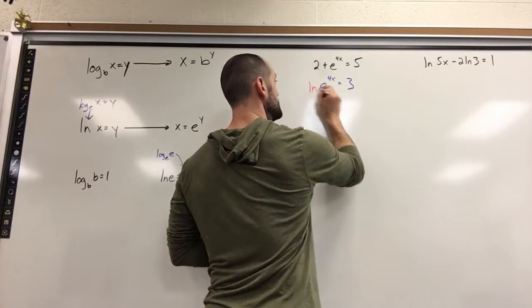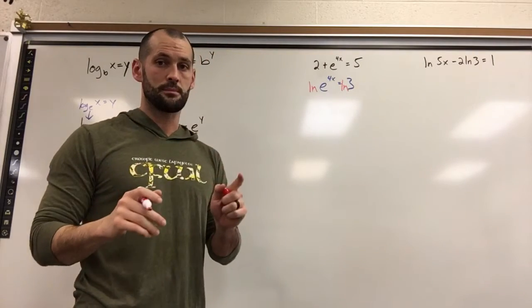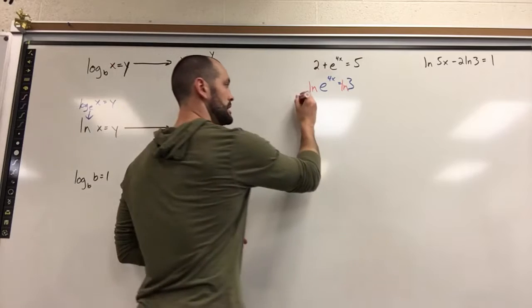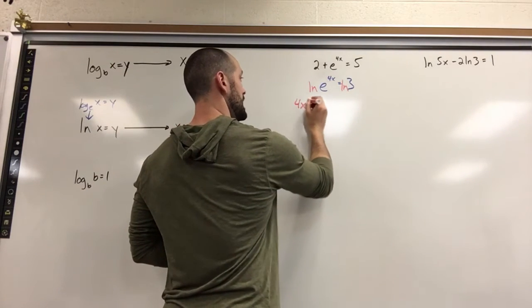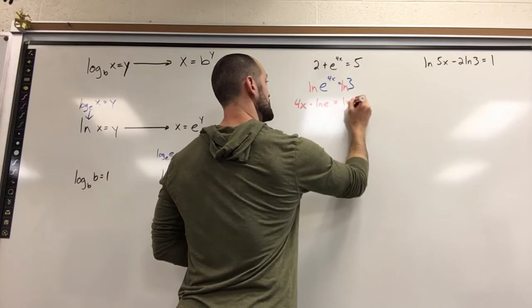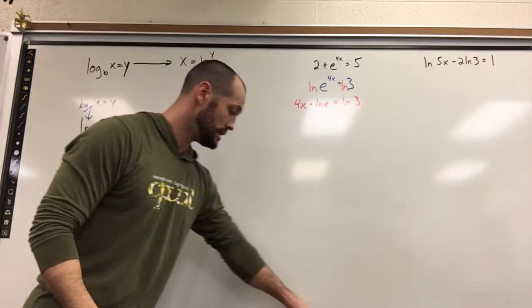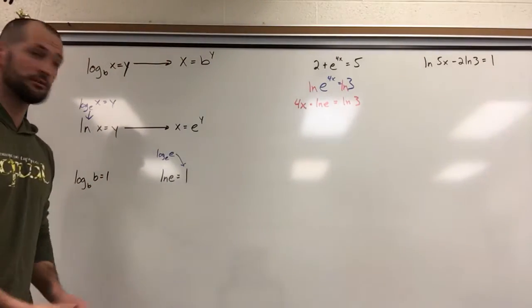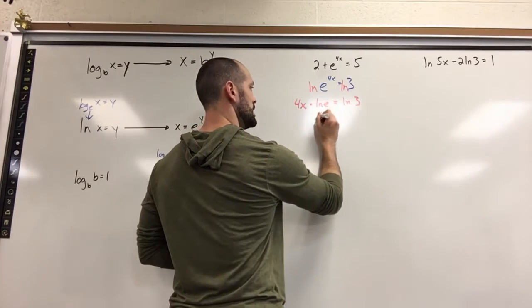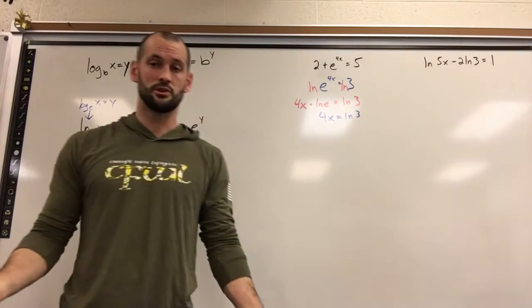I'm still technically taking a log of each side with the same base, but a couple things happened here. Where's the 4x go? Out front like you wanted it to. And now it's 4x times the natural log of e equals the natural log of 3. But, lo and behold, what is the natural log of e? It's just 1. So you realize it completely goes away? And now you just have 4x equals natural log of 3.